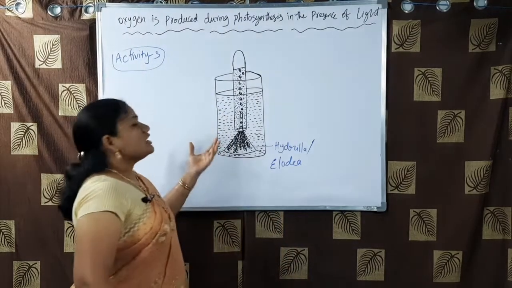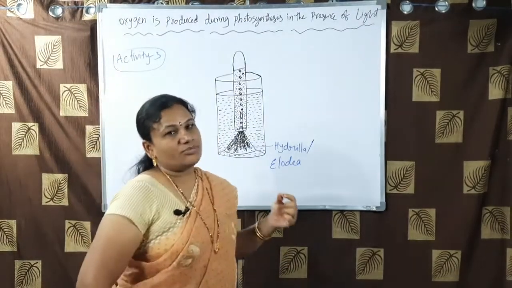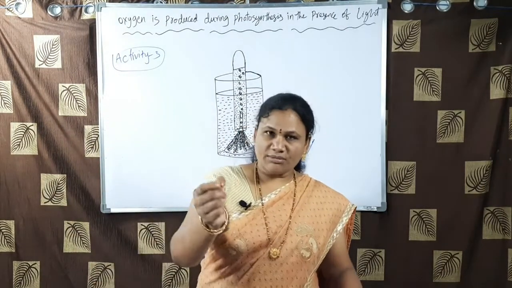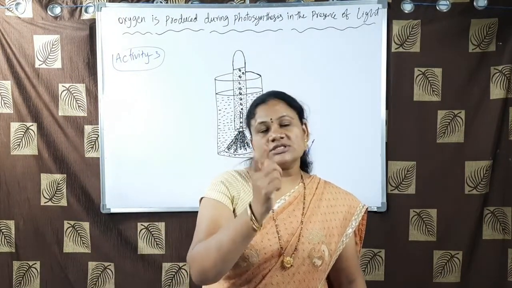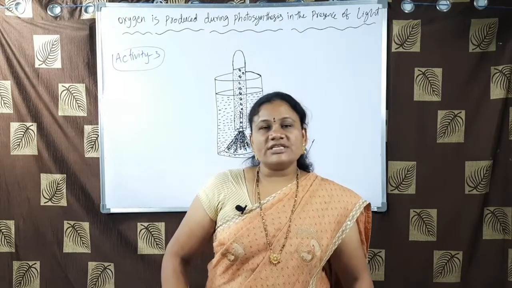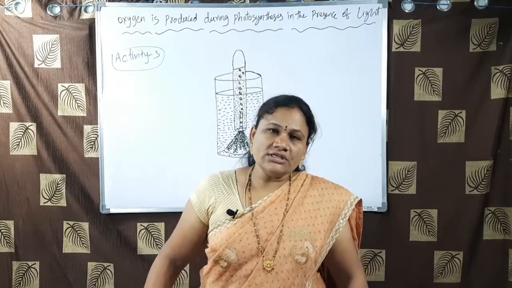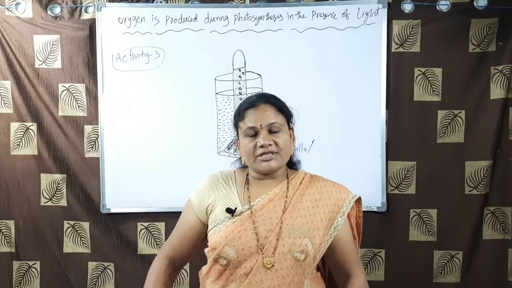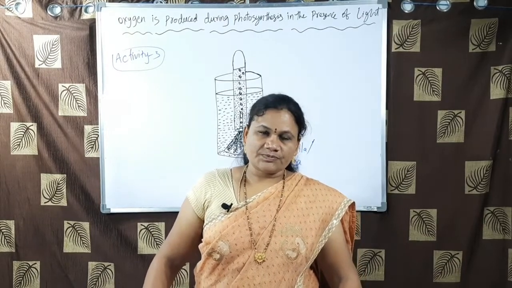So here also, if we keep the incense stick or maybe a matchstick near the mouth of the test tube, it glows brightly. So by this we can say that oxygen is evolved during photosynthesis in the presence of light.